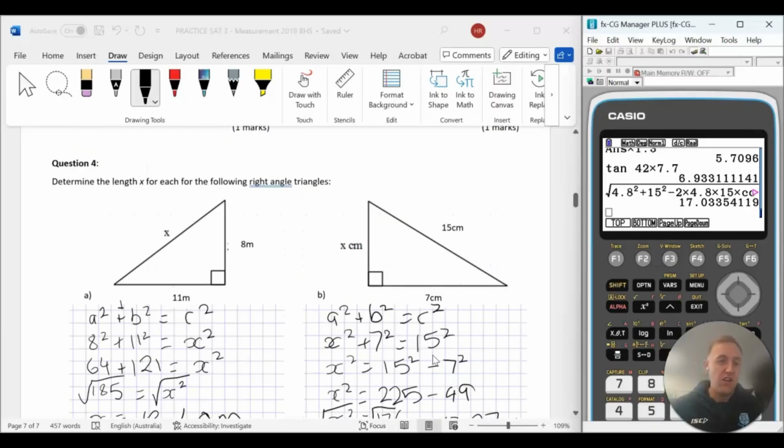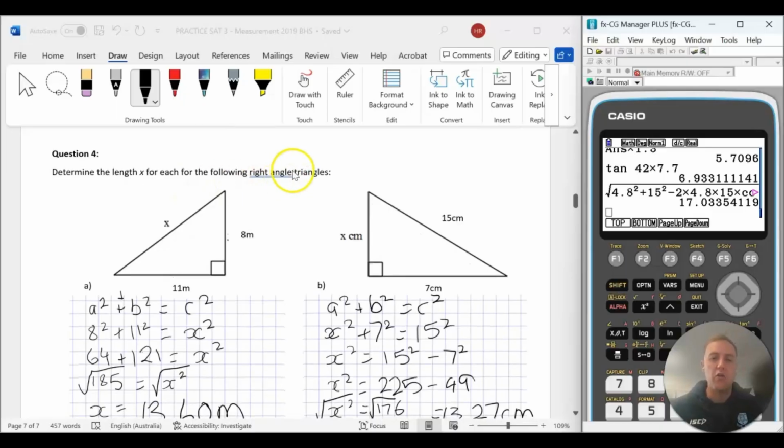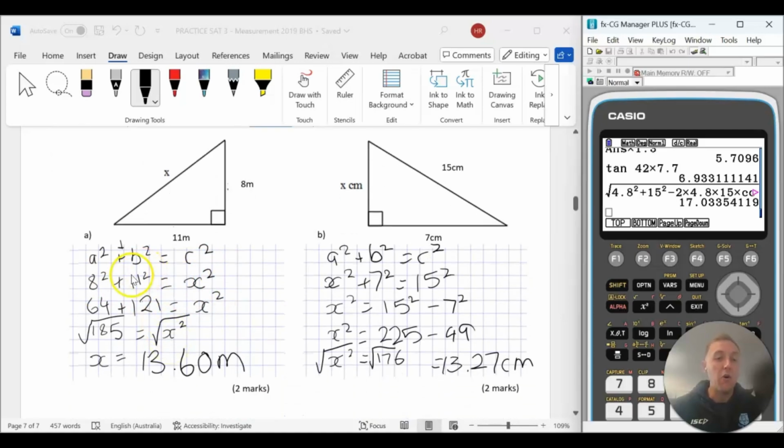Determine the length of x for each of the following right-angled triangles. Right-angled, x is our hypotenuse in this question. So that means we are using our formula of a squared plus b squared equals c squared. We're just going to replace c squared with x squared and replace our numbers there. We go in order. We show what those numbers are squared. That equals x squared. To get rid of that x squared, we're going to find the square root of that sum as well. That gives us 13.6 meters.